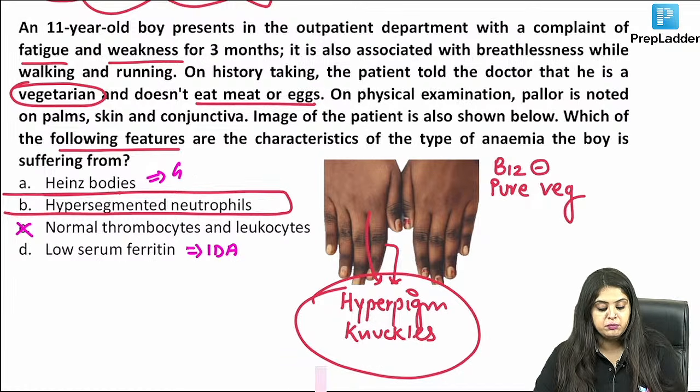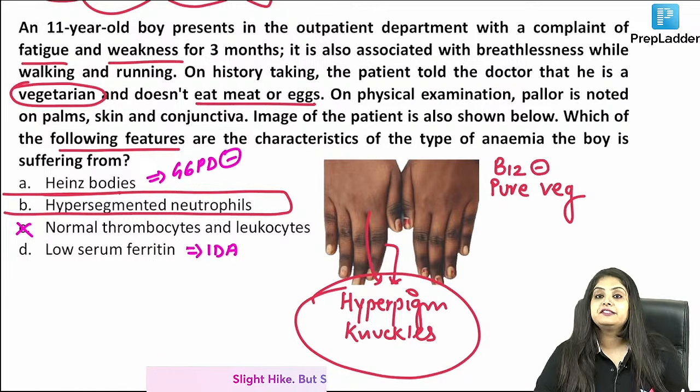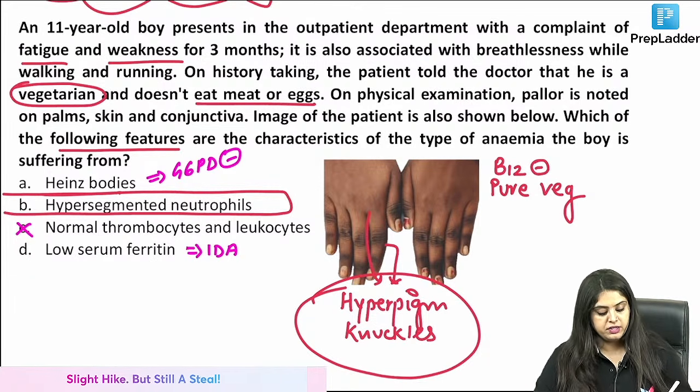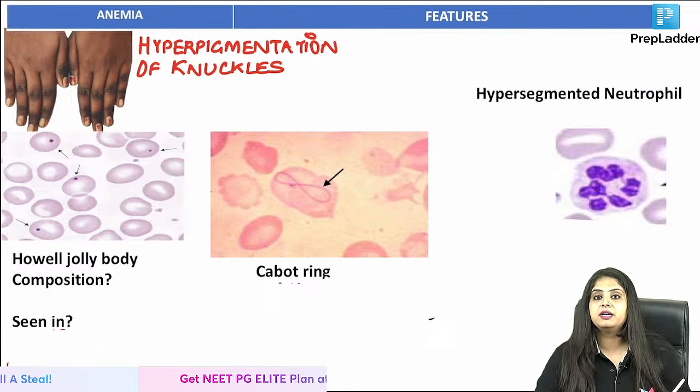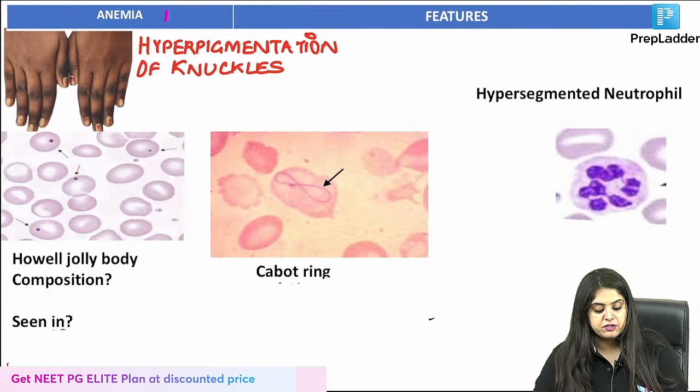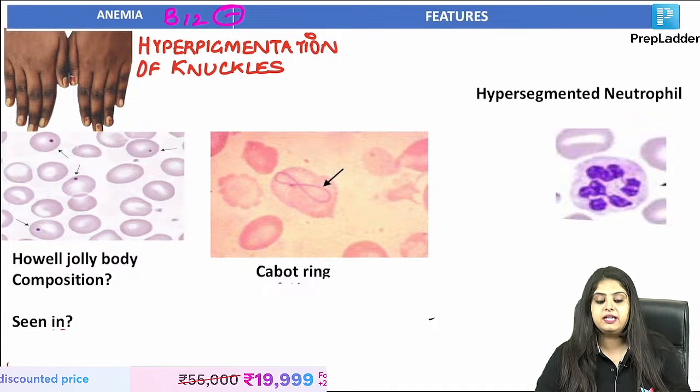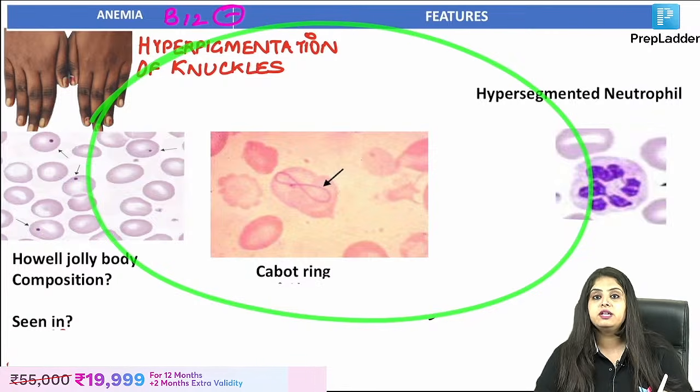And where do you see Heinz bodies? I will tell you in a while, it is seen in G6PD deficiency anemia. Over here only hypersegmented neutrophils were coming up. So that means for B12 deficiency, these are the classical photos that I can get. Full B12 deficiency story in one place.